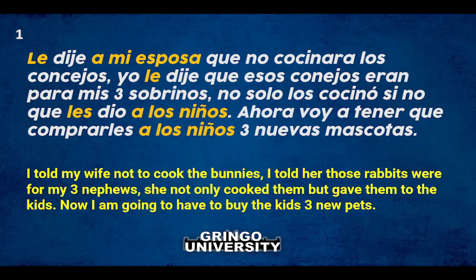Do I have to put here a los niños? No, because I already explained it. See? So I can erase this. And this les is telling me that I'm talking about them.